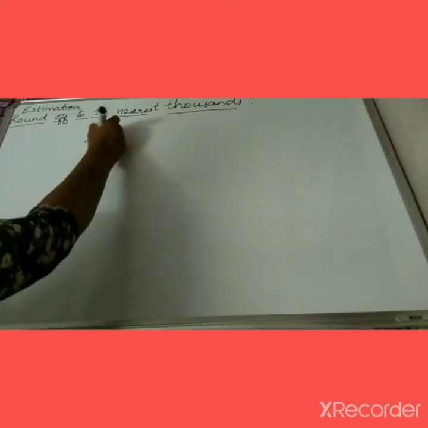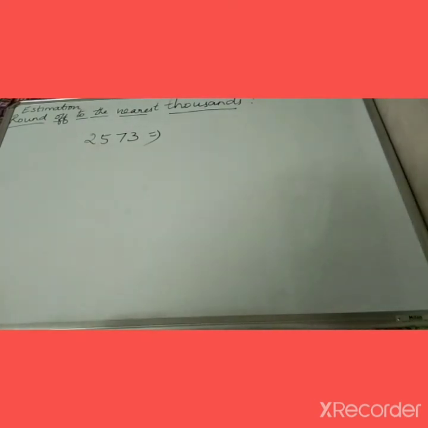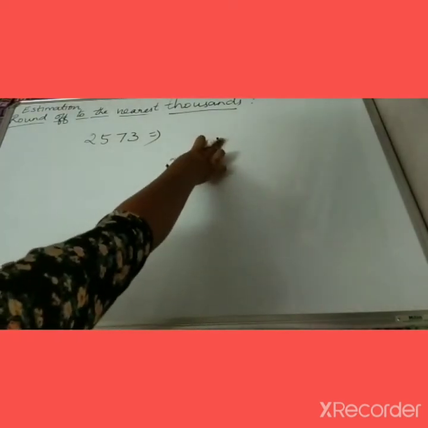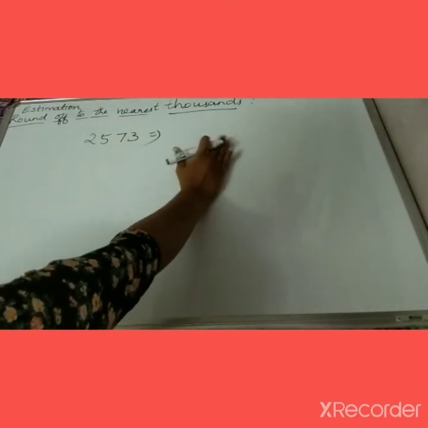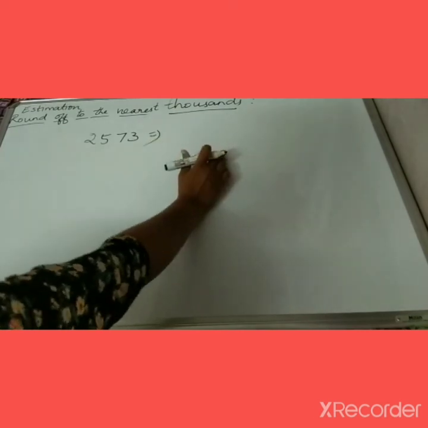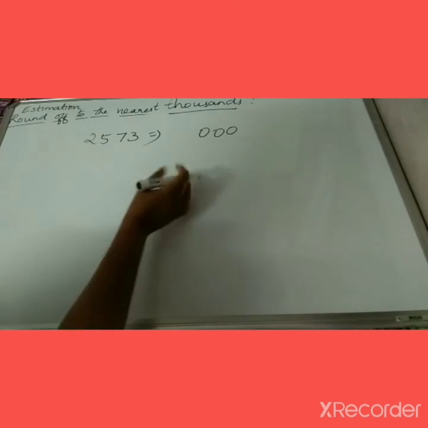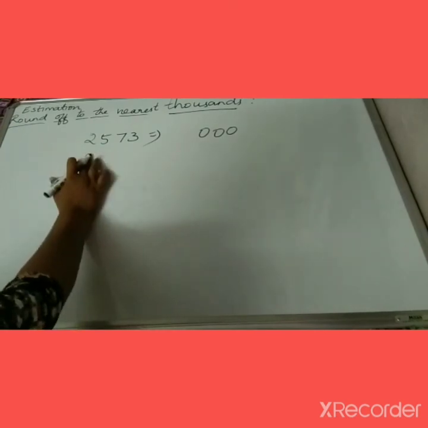Here I am considering a 4-digit number. We are rounding off to the nearest thousands. So I am considering the number 2573. Now how can we round off to the nearest thousand? For tens, we added one 0 in our answer. For hundreds, we added 2 zeros. So here, for thousands, we have to add 3 zeros. Clear? Now, which place do we have to look at?